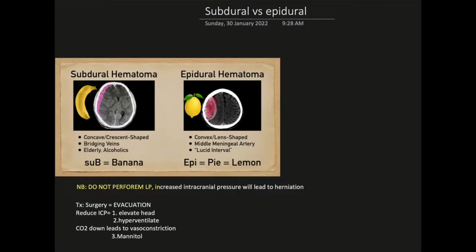Hi everyone, today is the first day that we are going to explain epidural hematoma and what's the difference between epidural and subdural hematoma. Let's get started.